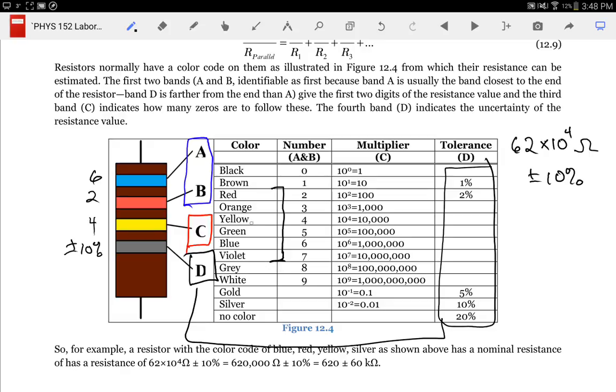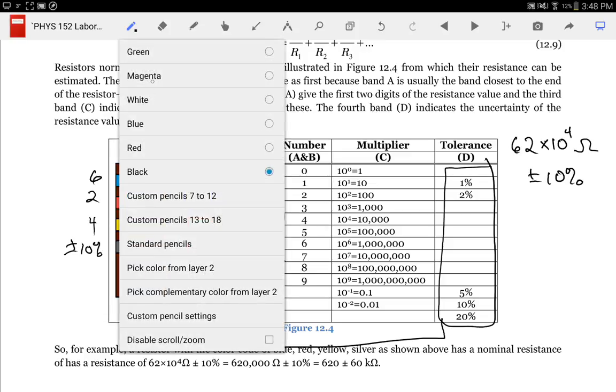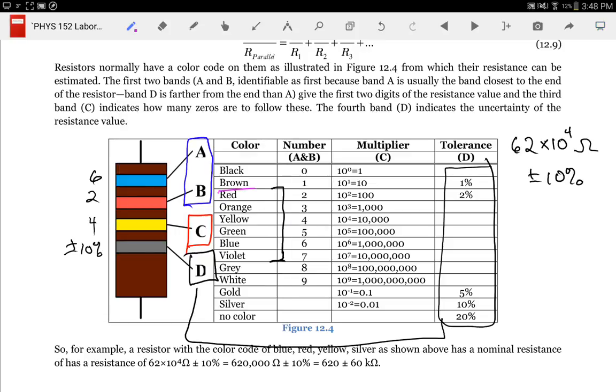Make sure that the resistors you choose have the third band brown. If it has the third band brown, what does that mean?